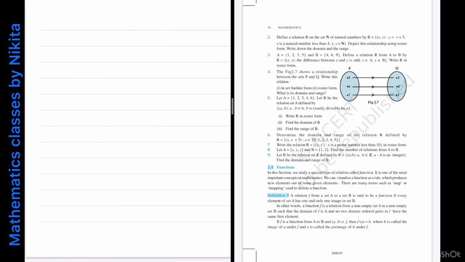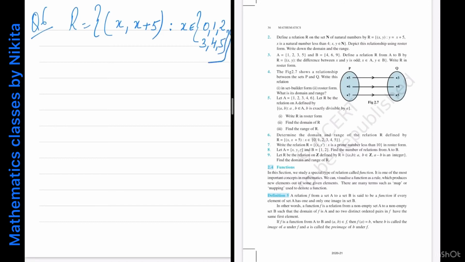Okay. Next, question number 6. Determine the domain and range of the relation R, which is defined by this, and x is taking the value 0, 1, 2, 3, 4, 5. So very easy question. So it is all those x comma x plus 5 such that x belongs to this set. So keep putting the values of x, you will get the values of y, and then you have to find its domain and range.